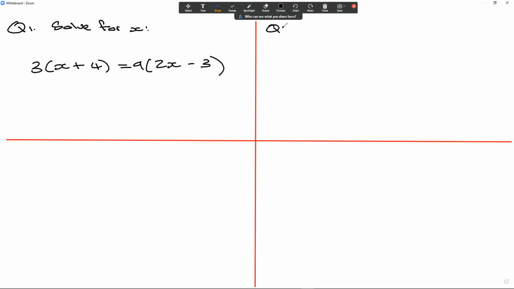Okay, question 2. If I've got y is equal to 3x plus 4, see if you can draw this. Okay, draw this line. Do whatever question you can. These are just random questions from random sections of work at the moment.